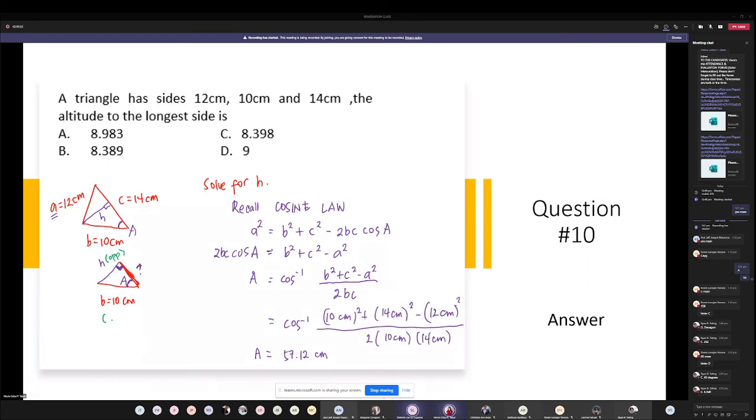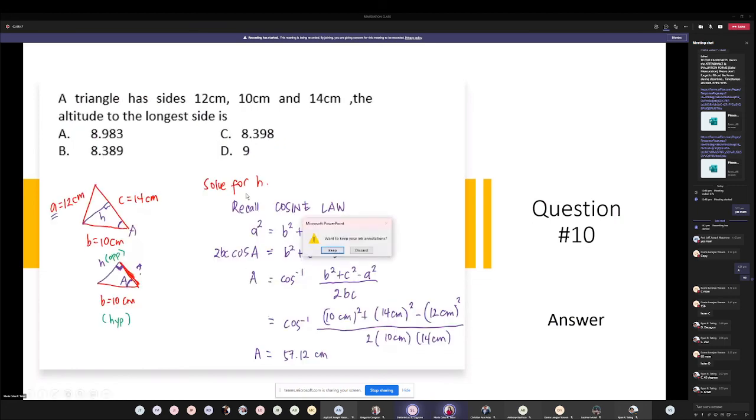Hypotenuse. Okay, so it's across the 90-degree angle, so it's the hypotenuse. So what trigonometric function can we use if we have the opposite and the hypotenuse of a right triangle? Sine. Okay, so that's correct. Now we can use sine of angle A to solve for H.